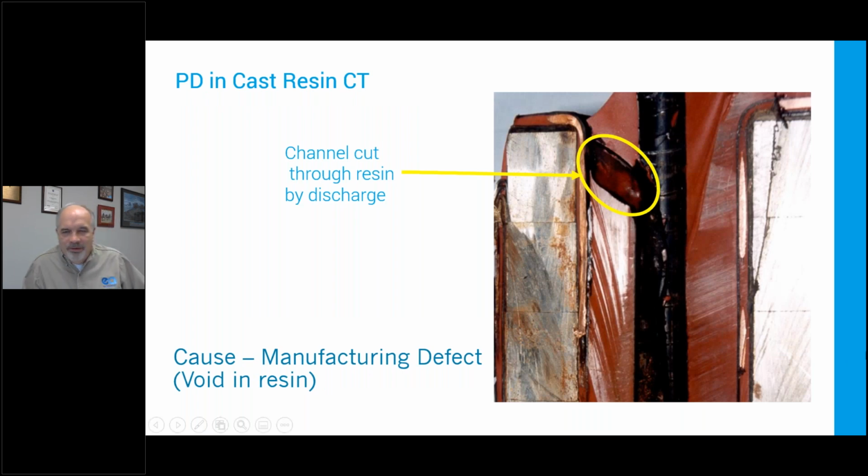So here's an example of internal PD, where this is a cast resin CT, and the center conductor here has been removed, but there's a channel eaten through the resin. This is putting out a lot of TEV, would not have been visible. You could have done a visible inspection of this thing and put it back together, and it could have blown up the next day. That's why internal discharge is really hard.